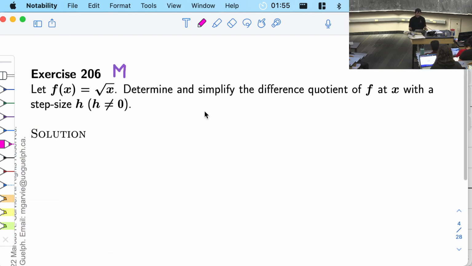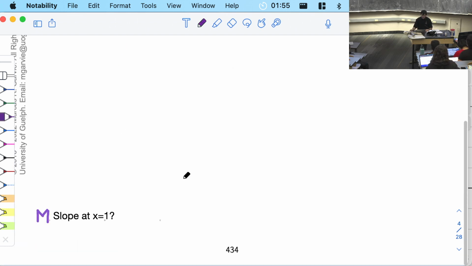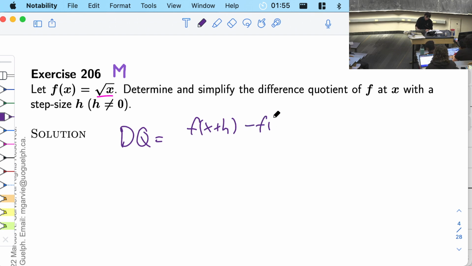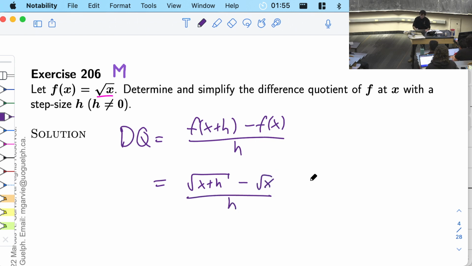Determine and simplify the difference quotient for square root of x. And the DQ is always, this is on page 434 by the way, the DQ is always this ratio, f of x plus h minus f of x divided by h. That's what it always is. It's always this nasty 0 over 0 thing. In this case, that is the square root of x plus h minus the square root of x divided by h. And this is a 0 over 0 involving square roots.